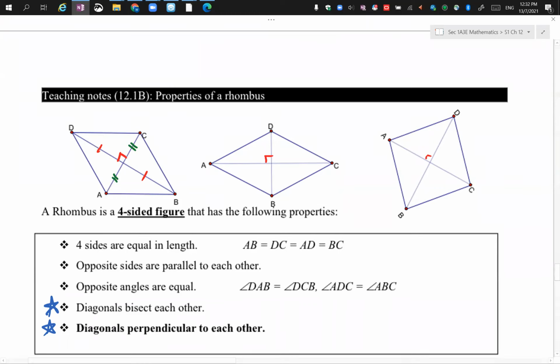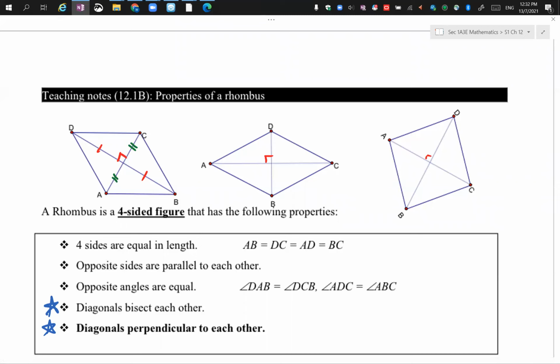Okay, so for rhombus, the four sides are equal. Will the diagonals have the same length? You know, rhombus, four sides equal, right? Will the diagonals have the same length? Does it look like the same length to you? Does it look like it? Diagonals.